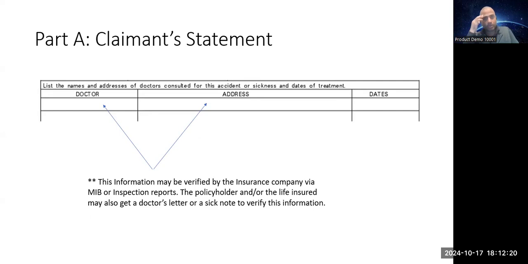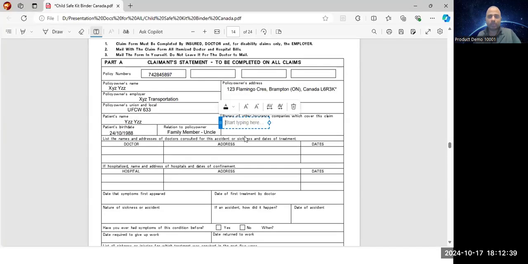Now, apart from that, you also need the address for all the doctors that you've seen in the past few days, months, or weeks for this particular sickness or accident. So we're going to go ahead and fill all this out. Name of insurance companies, other insurance companies which cover this claim. For the time being, for this example's sake, we're going to say this is not applicable.